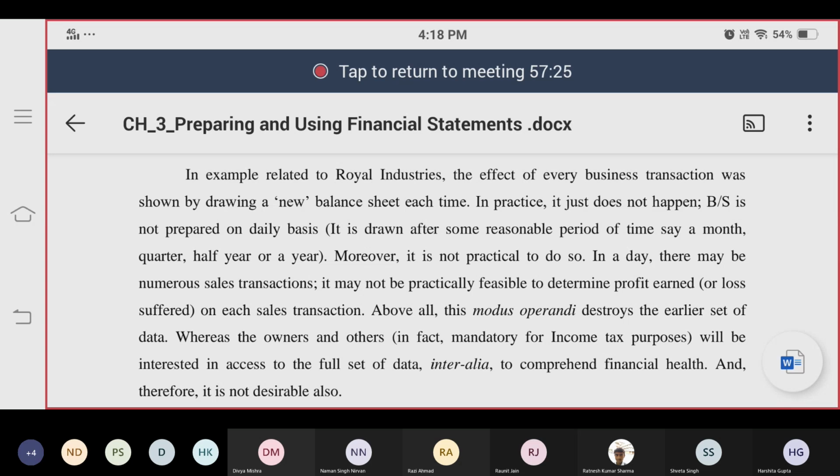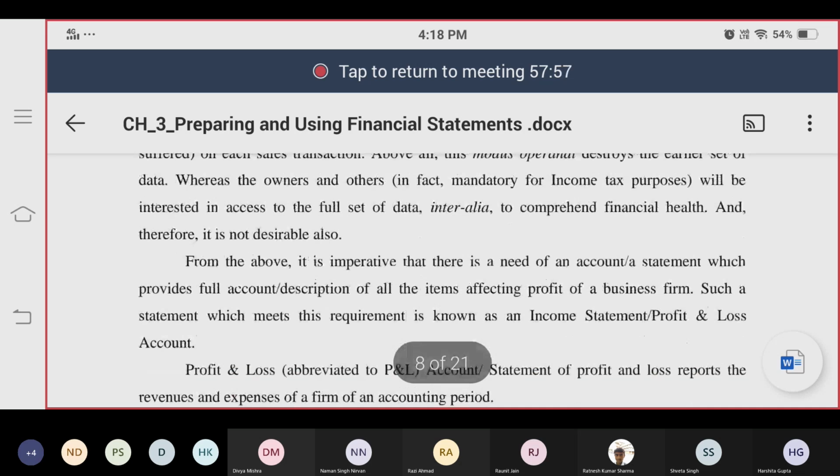In a day, there may be numerous sales transactions. You can imagine in a large company, which is a multinational, there can be millions of transactions in a day. Okay? It may not be practically feasible to determine profit earned or loss suffered on each sales transaction. Above all, this modus operandi destroys the earlier set of data. Whereas the owners and others, in fact, mandatory for income tax purposes, will be interested in having access to the full set of data to comprehend the financial health. Okay, and therefore it is not desirable also.